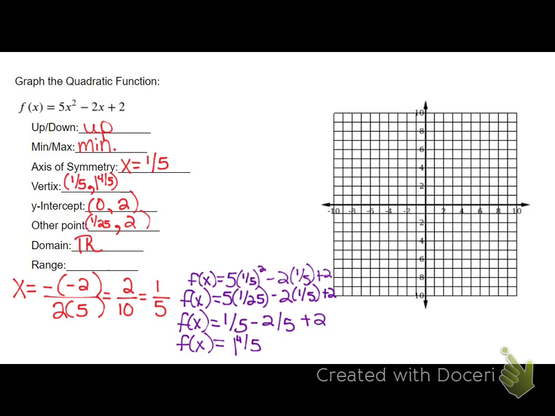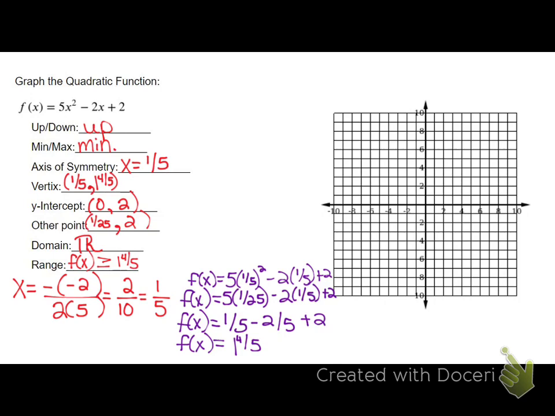Minor detail. Okay. Last thing I want to answer is my range. Where would my range be? It would be f of x, the function of x, and because it's a minimum, that'd be greater than or equal to, and then what was my minimum value? 1 and 4/5. Yeah, there we go.